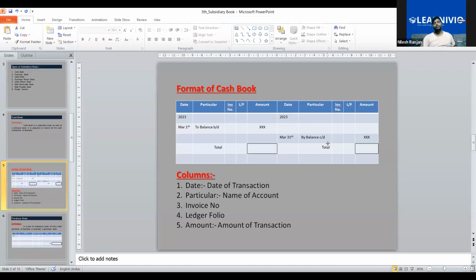So basically, in a single column cash book, we record only cash transactions. In double column cash book, we record cash and bank transactions, which means cash transactions will be recorded in one column and bank related transactions will be recorded in the second column. And in triple column cash book, cash, bank, and discount are all written. So these are the triple column cash book.